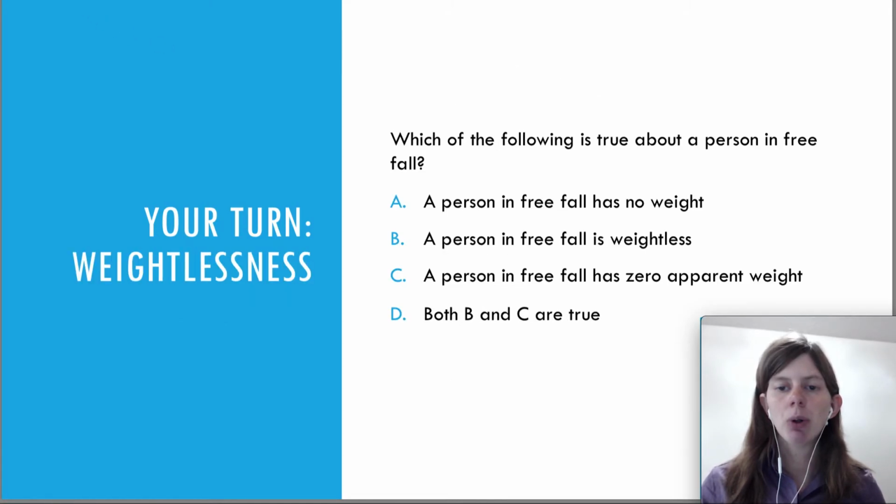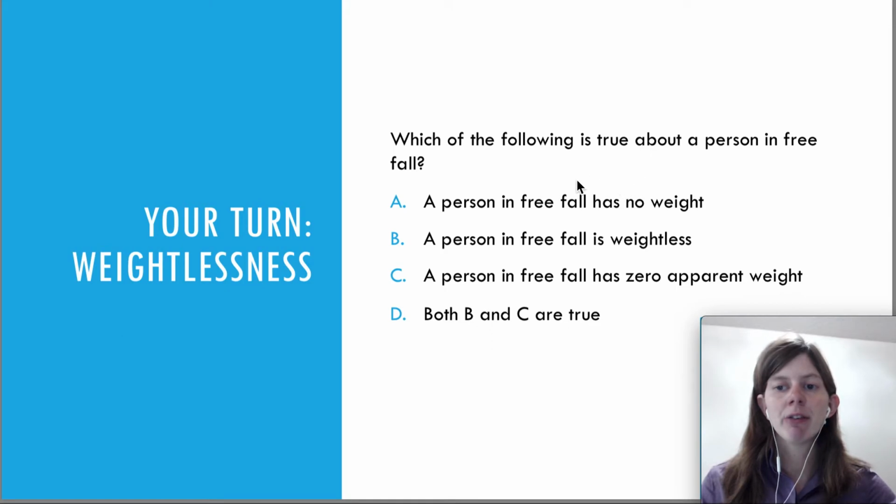And I actually have one more question here. This question is actually just to introduce a little topic. I didn't want to make a big deal out of it, but I did want to mention it, so I thought the best way was using a Your Turn question. So it says, which of the following is true about a person in free fall? So again, you may not know this, but the purpose of this question is just to introduce this little topic here. So when you're in free fall, you feel weightless, all right?